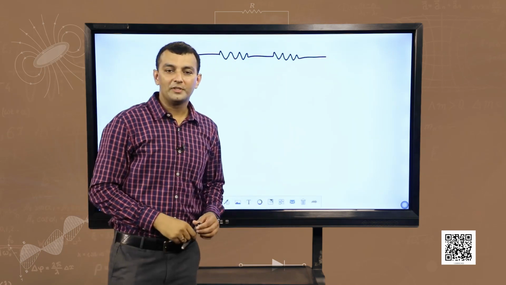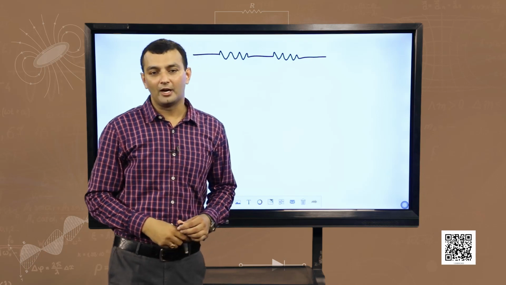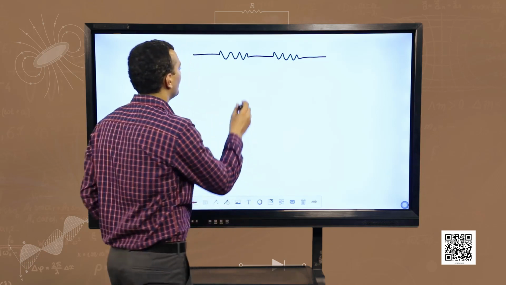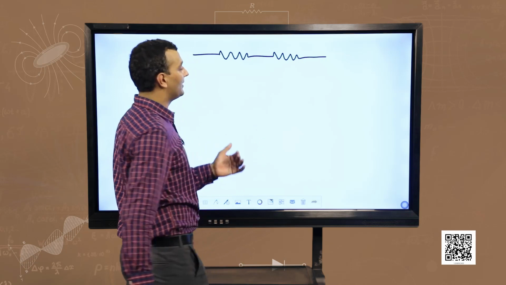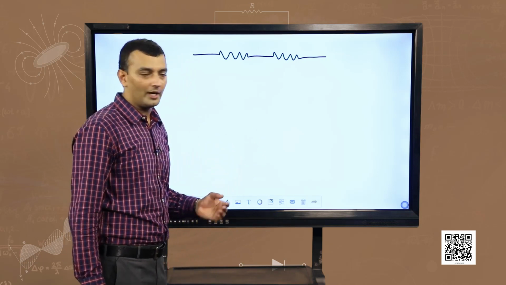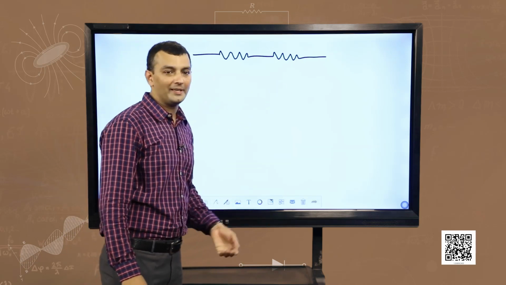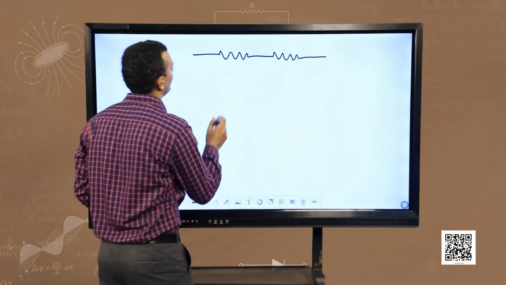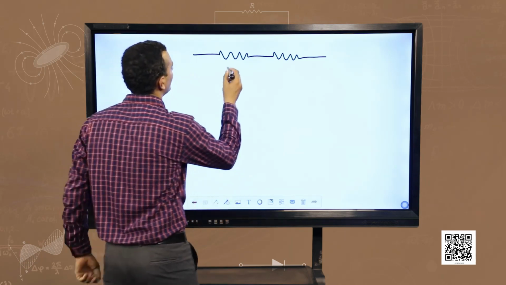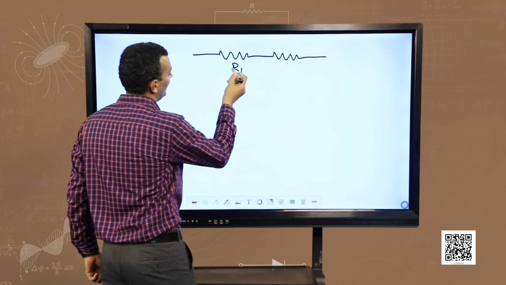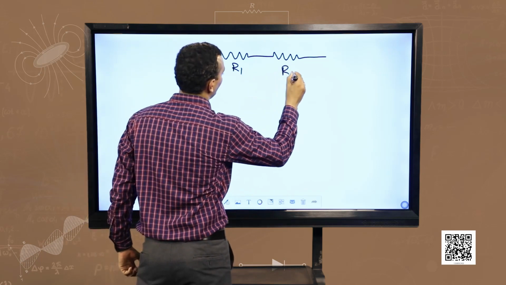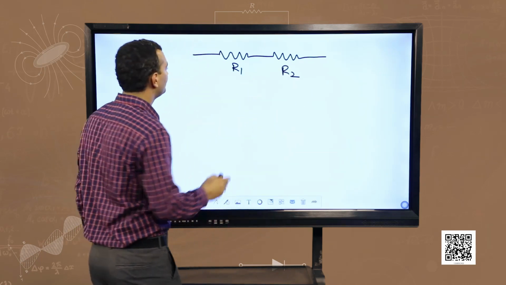The charge which leaves R1 must be entering R2. Since the current is measured as the rate of flow of charge, both the conductors will be carrying the same charge and hence the same current. Let us name the first resistor as R1, the second as R2.